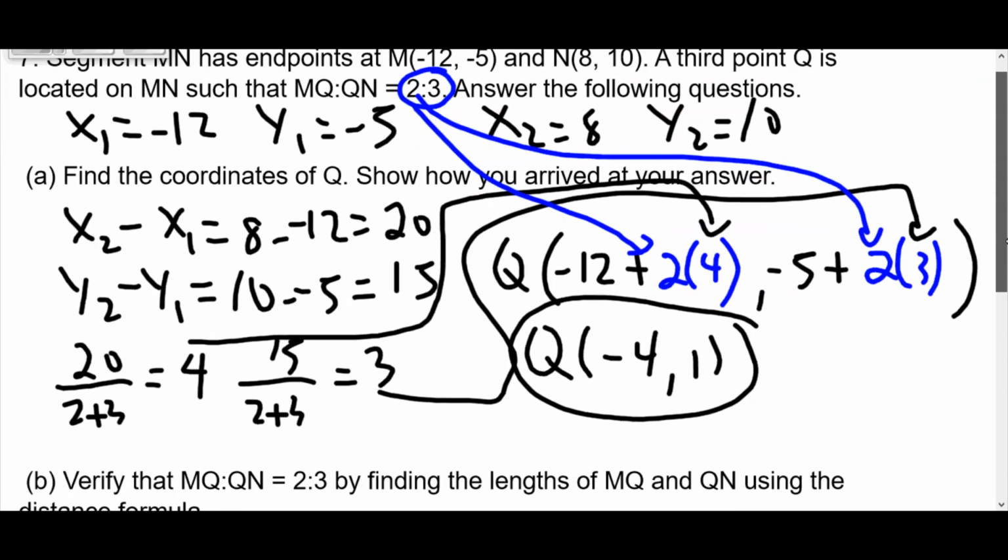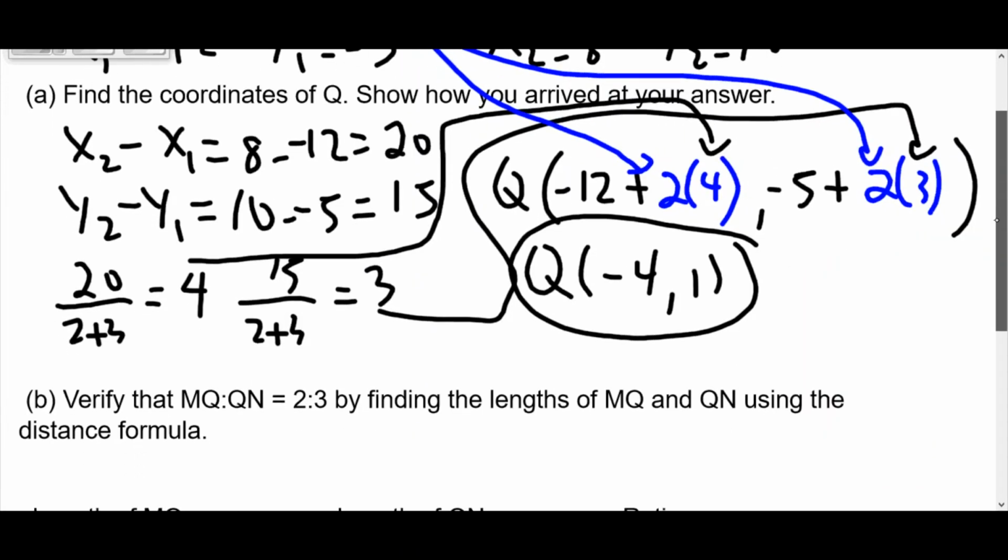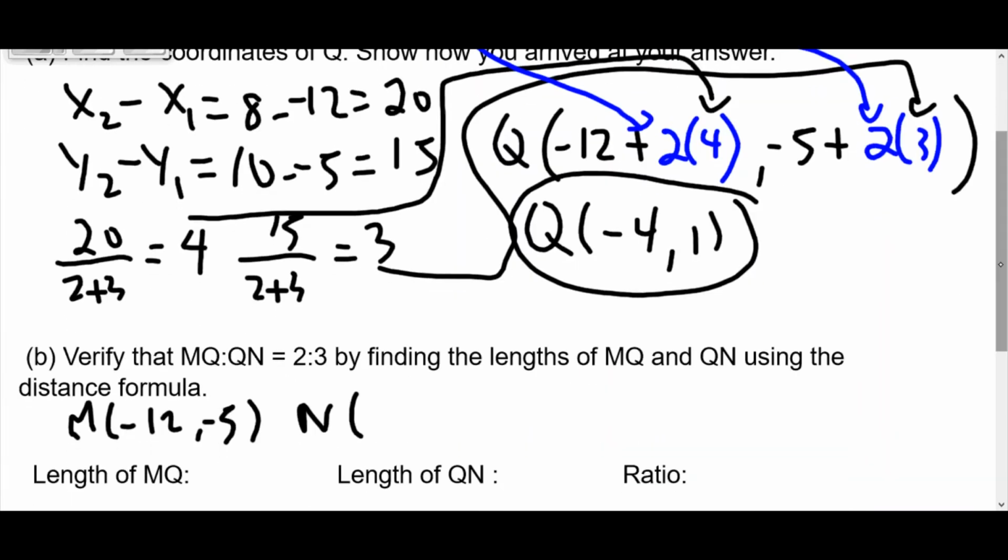Okay, so our next question is going to be, in this case, verify that MQ to QN is a ratio 2 to 3 by finding the lengths. So M is negative 12, comma negative 5, and let's put this out here so I can remember this. M is equal to negative 12, comma negative 5, and N is going to be, we see here, 8, comma 10. And I'm going to put the Q here as well for reference, in case I lose track of it.